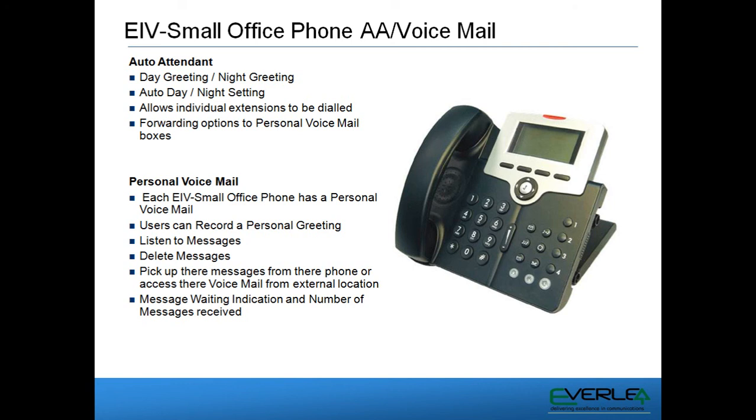The personal voicemail. Each EIV-Small office phone has its own personal voicemail. The user can record their own greeting, e.g. "Thanks for calling Steve, unfortunately not here at the moment. If you'd like to leave your name and number after the tone, I'll return your call as soon as possible." Beep, and then the person records. The user can listen to their messages and delete the messages. They can pick up their messages from their phone, or access the voicemail from an external location if they've got their own DDI or they've got the AA turned on the system. And the message wait indication, the number of messages received, will be displayed on the phone.